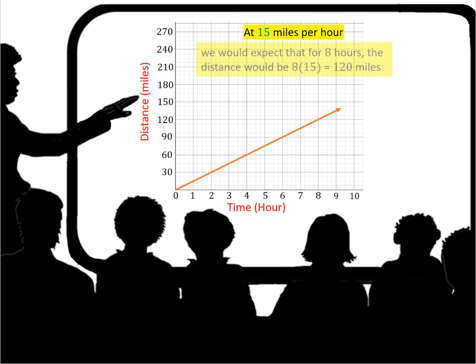So at 15 miles per hour, we can go back to our graph. We would expect that for 8 hours, the distance would be 8 times 15, or 120 miles. And when you draw a line up from 8 and over to the y-axis, you see that indeed it is 120 miles.